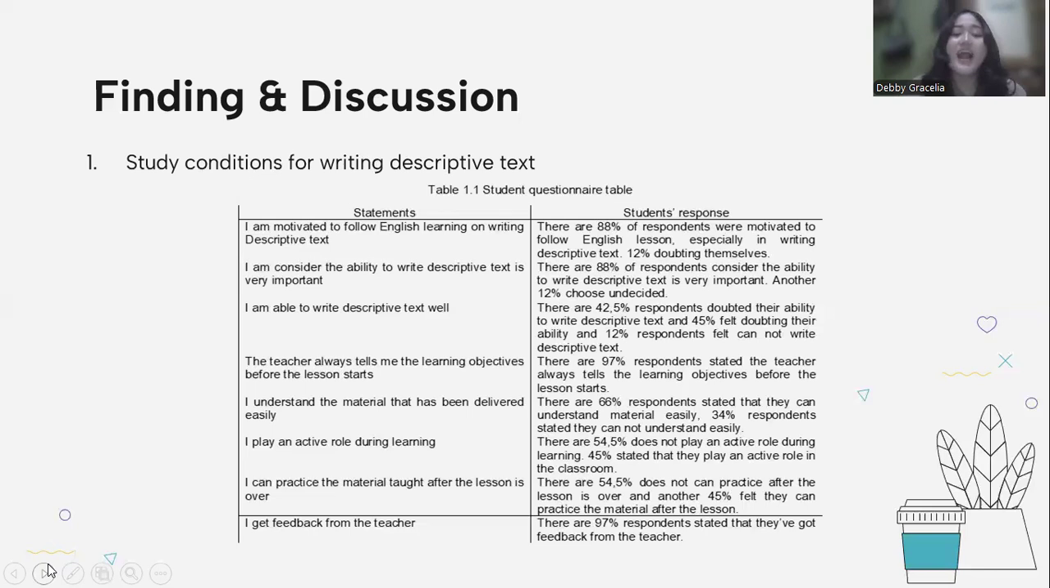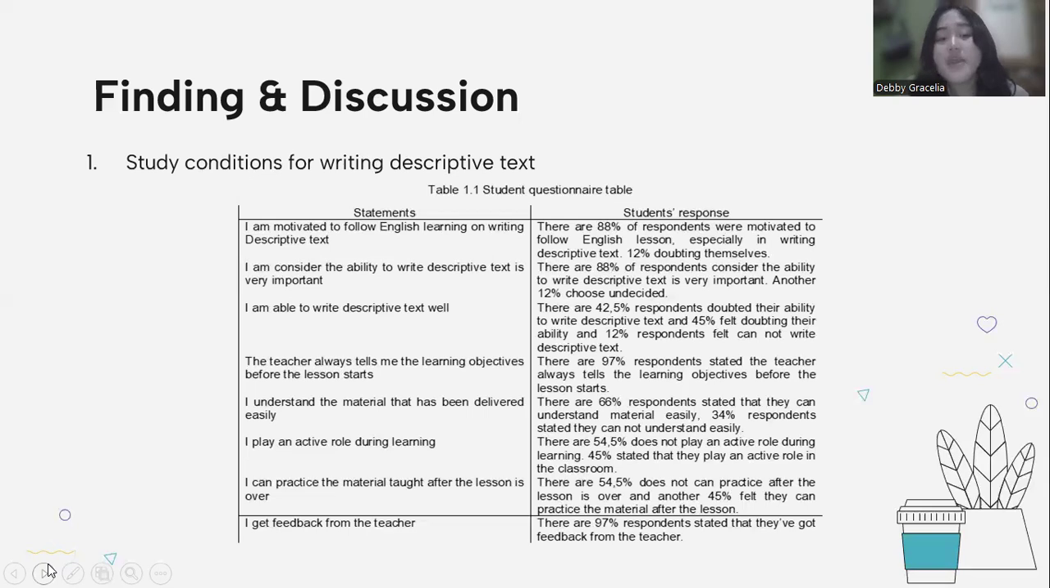And next, I understand the material that has been delivered easily. If students can understand the material easily, they can practice it after the lesson, I think. And in here, there are 66% of respondents who stated that they can understand the material easily, and 34% of respondents stated they cannot understand easily.